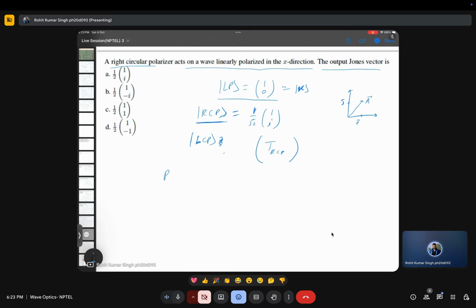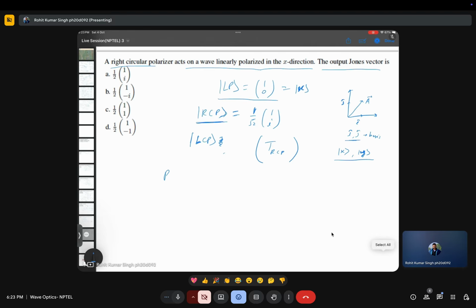These i and j are called your unit vectors, or they are called bases in terms of linear algebra. So any vector can be written in terms of i and j, and in our case we can write any state of polarization in terms of x and y. So x and y are our bases here, but these are not special. You can take any basis you want.